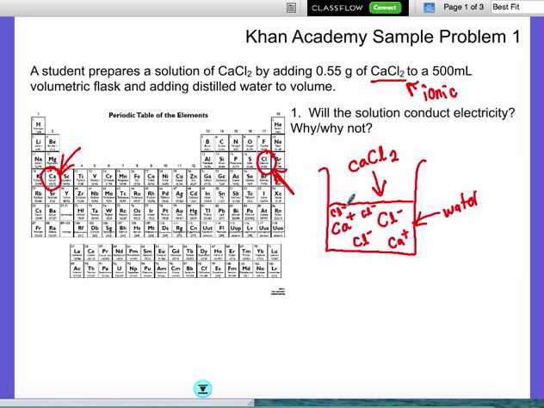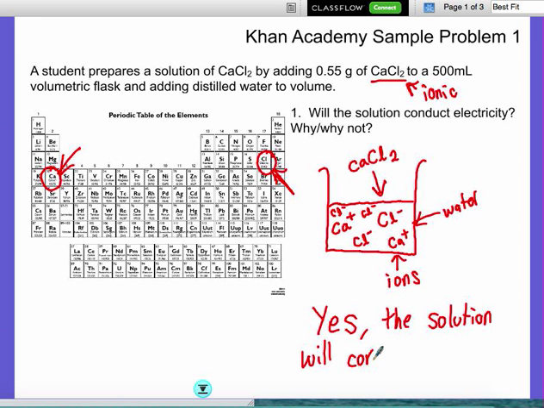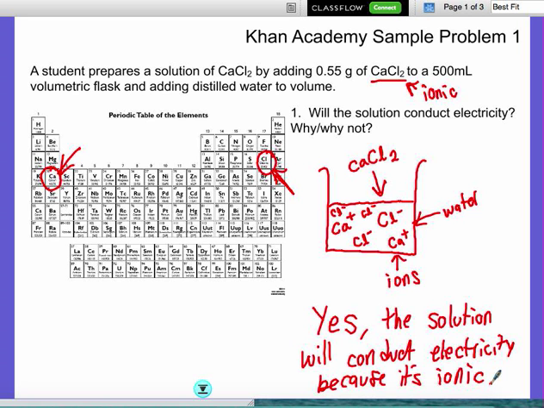And because they're ions, they can carry a charge. So yes, the solution will conduct electricity because it's an ionic solution.